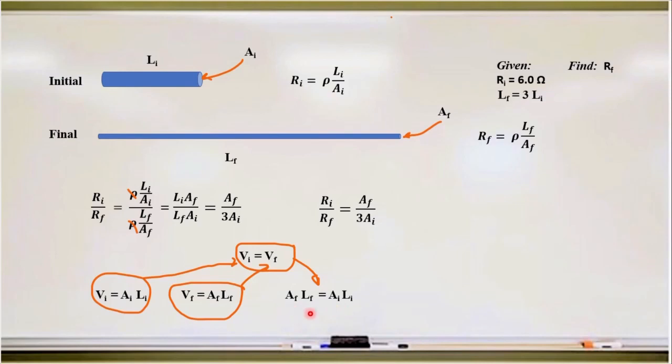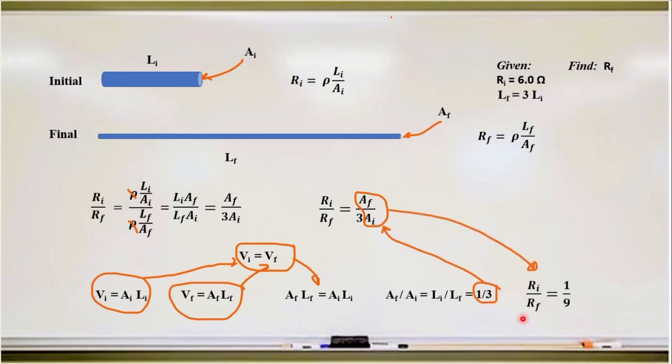We can represent this as a proportion. And again, we have here 1/3. Now we mentioned that this ratio and this one are the same, so we can use 1/3 here. And finally, we get that the ratio of initial and final resistances is 1/9. From here, we can obtain that the final resistance is 9 times the initial one. And using 6 ohm for the initial resistance, we get the final answer 54 ohms.